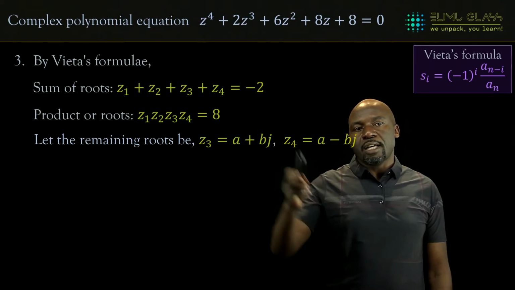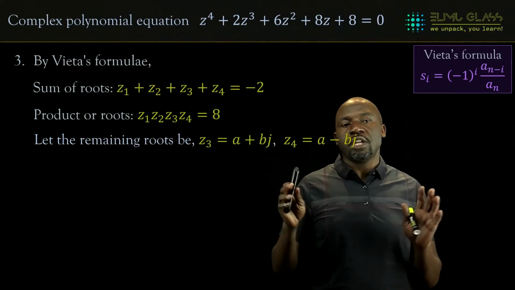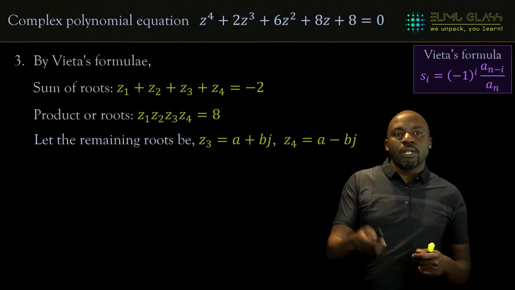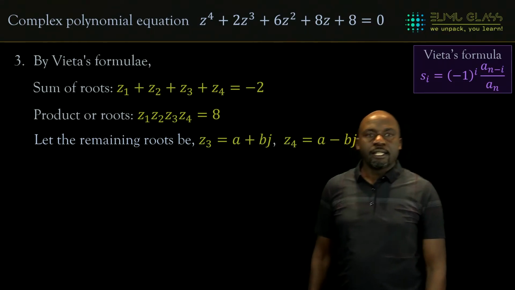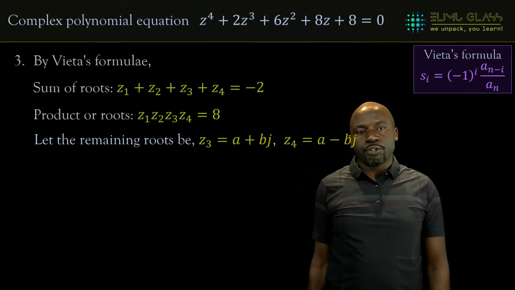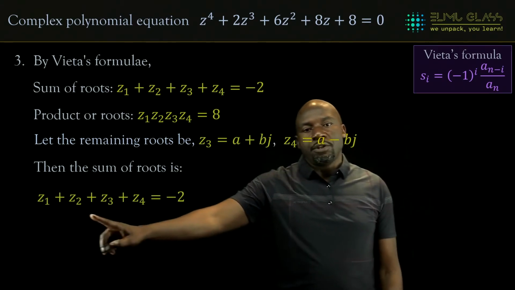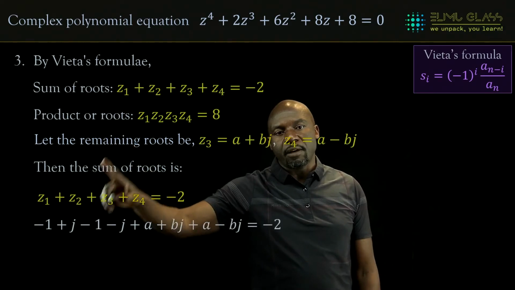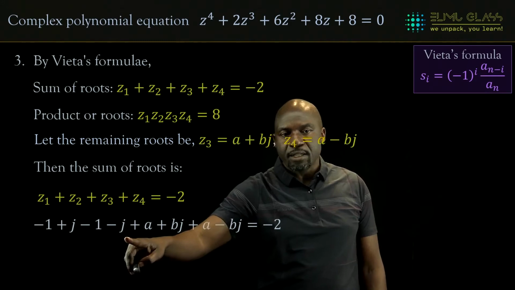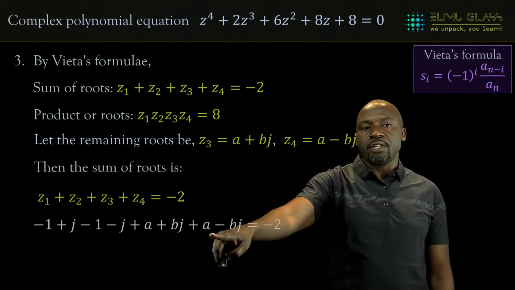If that's not the case, that will come out clearly when we determine the values of a and b. So we don't need to worry about whether we are making a correct assumption or not. So let's just let that be the case. Then going by this rule, the sum of the 4 roots must be -2. So let's add the 4 roots. Z1 was, I think, -1 plus j. Z2 is -1 minus j, and Z3 is a plus bj. Z4 is a minus bj.